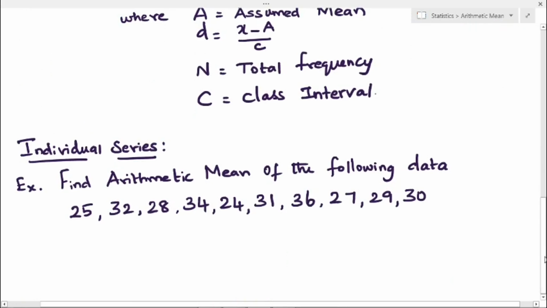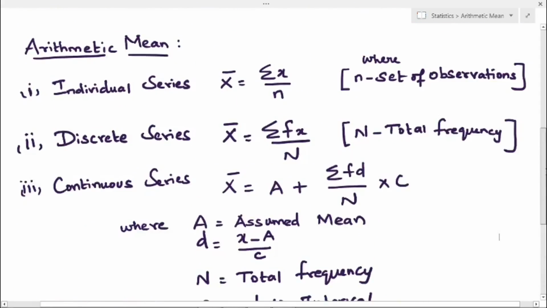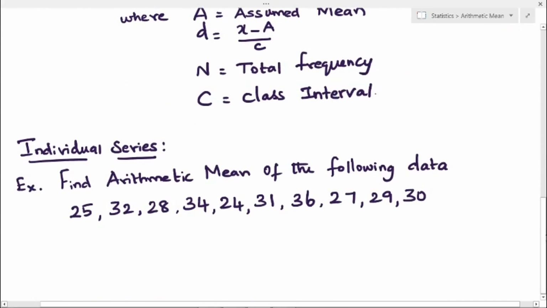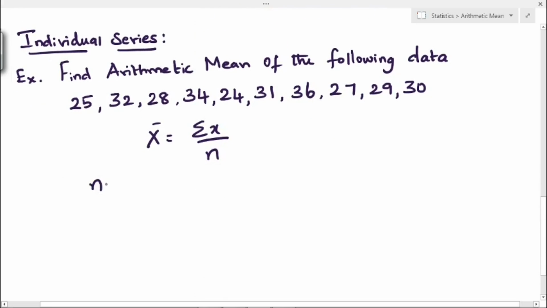First, individual series example. Here we have to find arithmetic mean of the following data, and in this problem the data are given in the form of individual series. So the formula for individual series is x bar equal to sigma x divided by n, where n is the total number of observations. So first we write the formula, x bar equal to sigma x by n. The values are x1, x2, x3 and so on till x10, because we have totally 10 values, so n equal to 10, and sigma x means we have to add all the values.